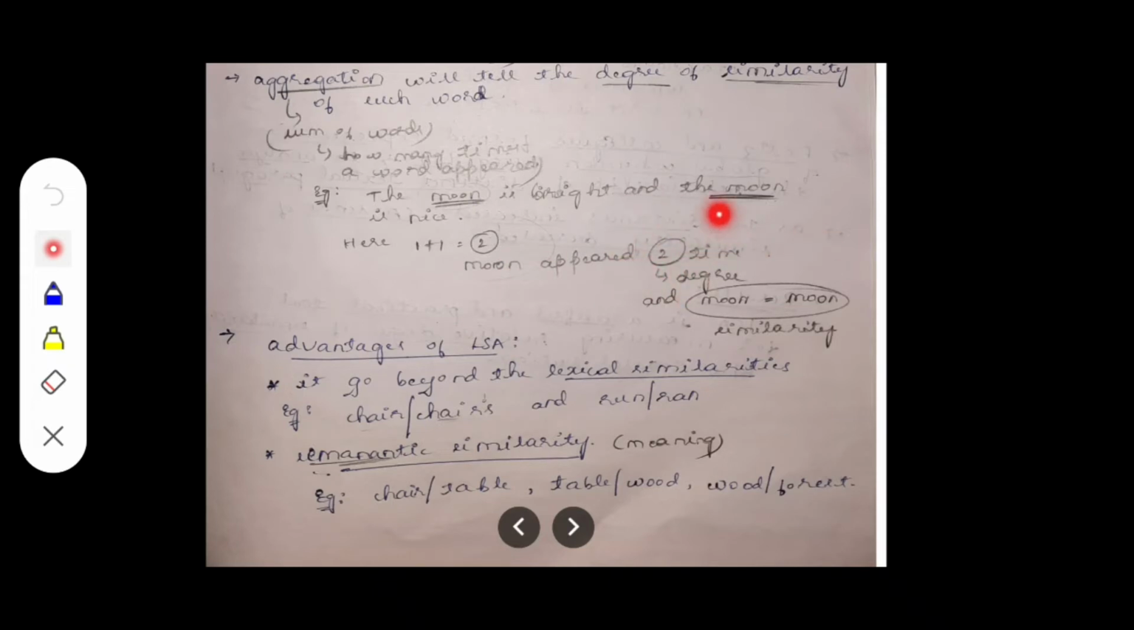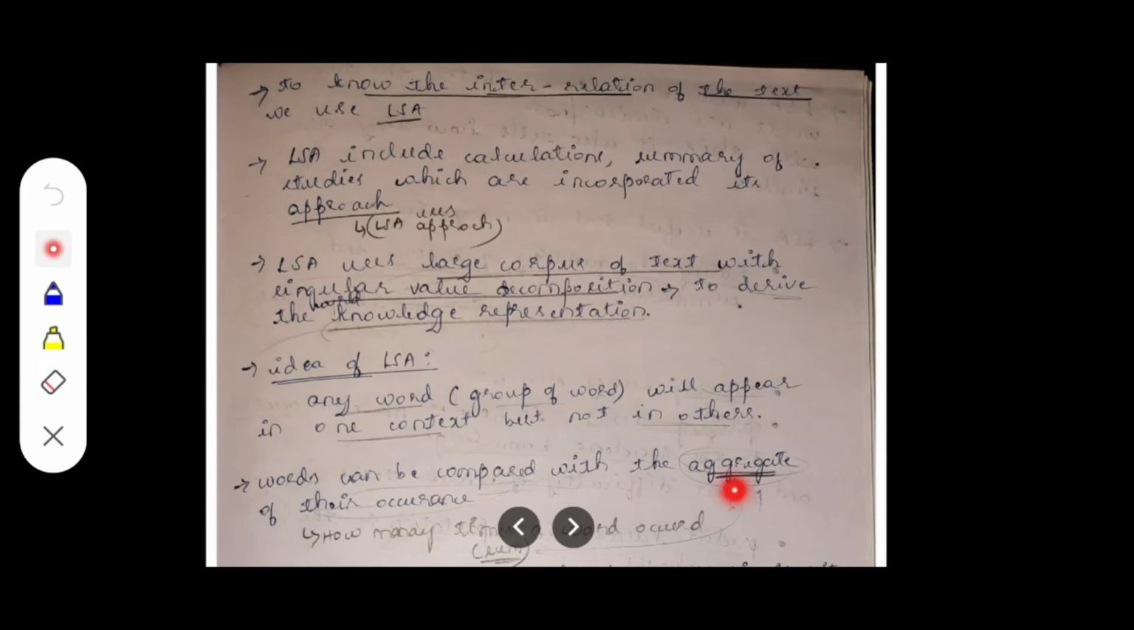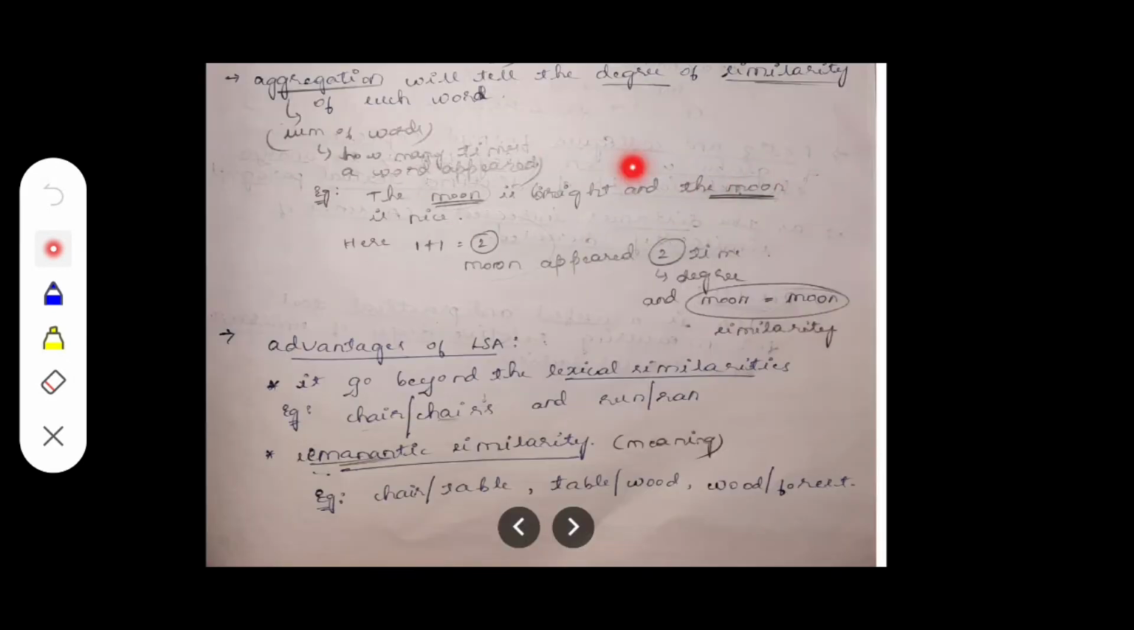Here, what is this 2? The 2 represents the degree of that word, which is moon. So it is similar: moon is equal to moon. So aggregation represents the degree of similarity of such words. Here it is also telling us that words can be compared with the aggregate of their occurrences. Words are compared to find the aggregations, the sum of how many times the word occurs. This is the example I have mentioned for understanding.